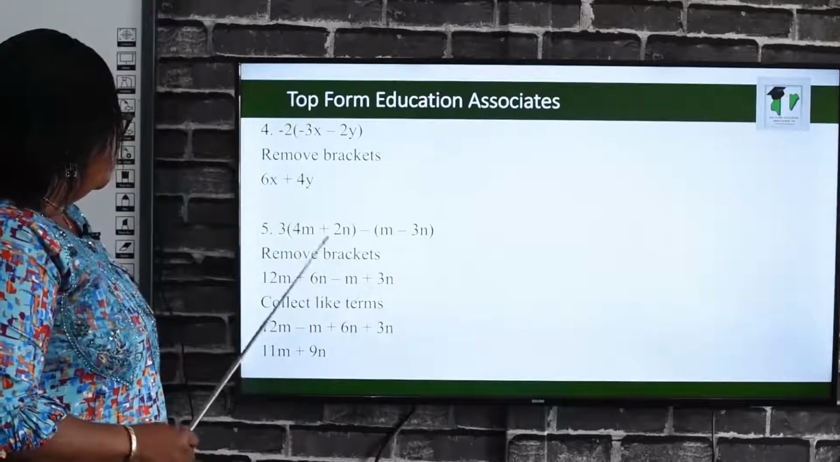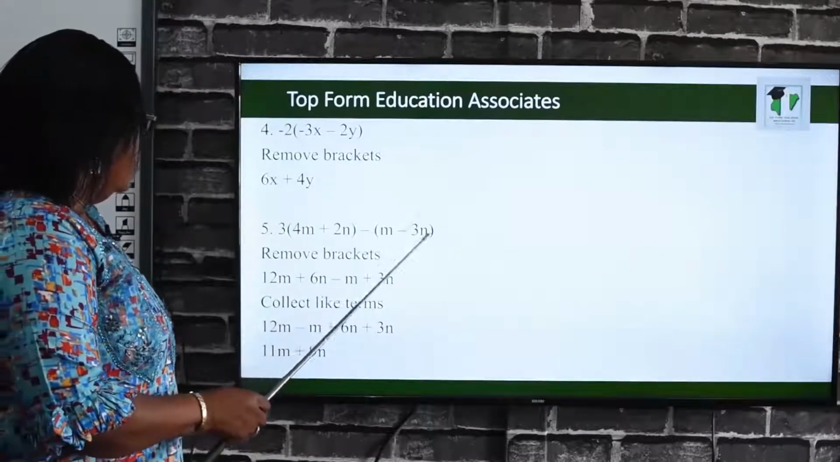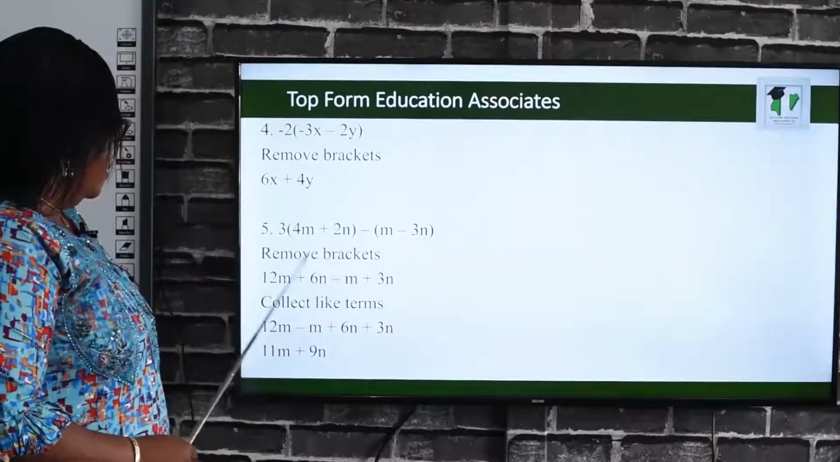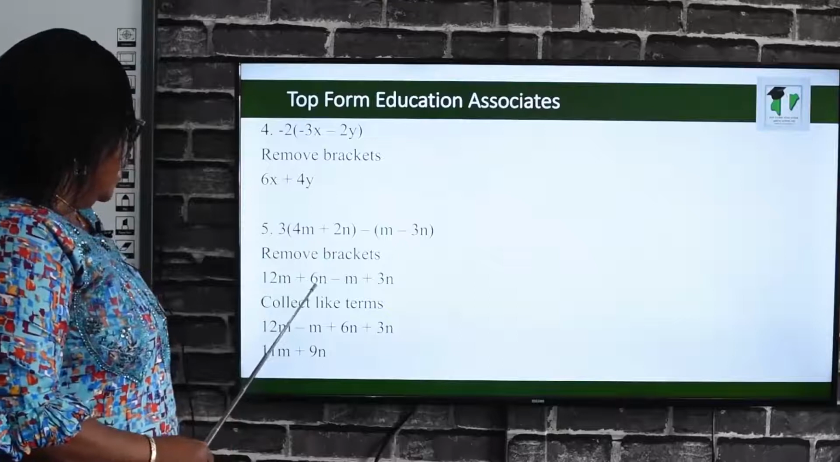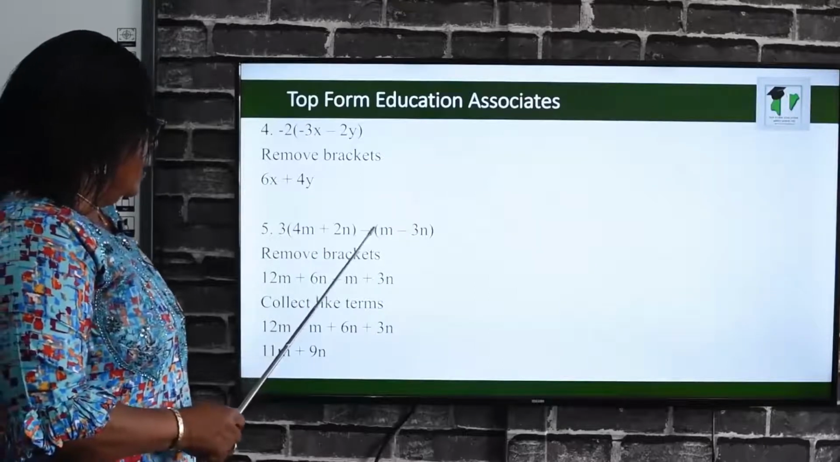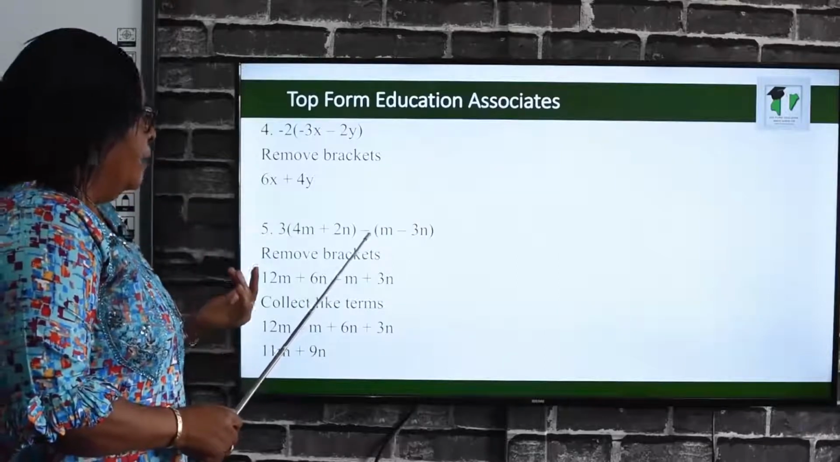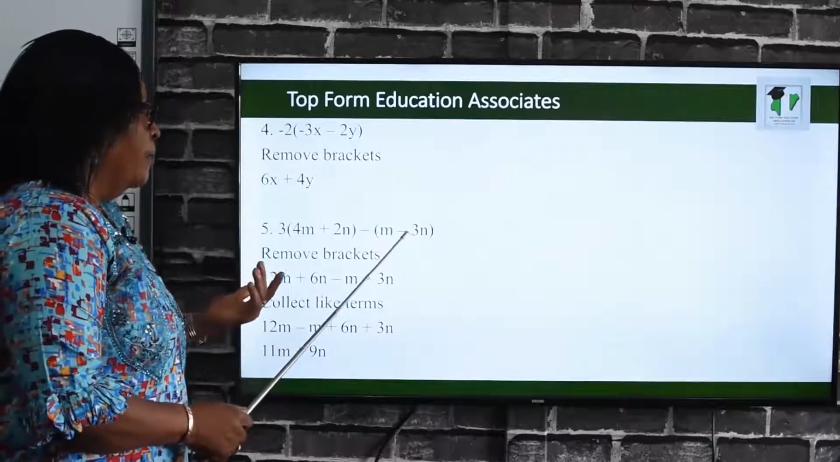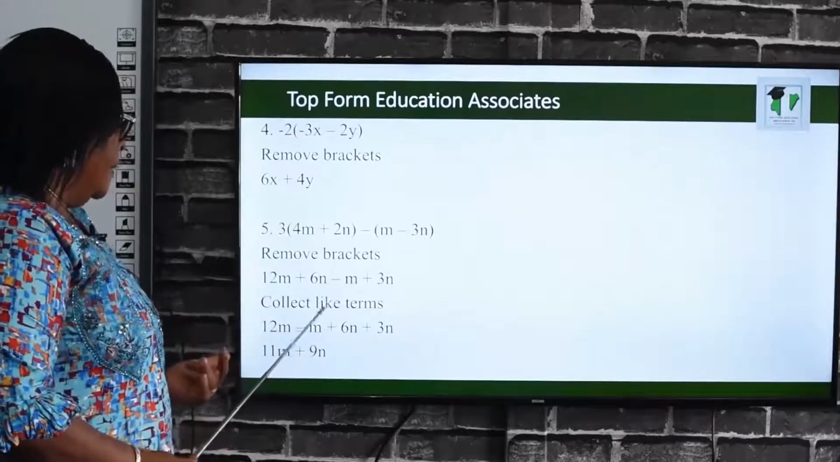Example 5: 3 into 4m plus 2n, minus, bracket, m minus 3n. Remove brackets. You have 12m plus 6n. Remember, it is 1 here as the multiplier. However, we have a minus sign, so it will affect minus 3n. You will have minus m plus 3n.